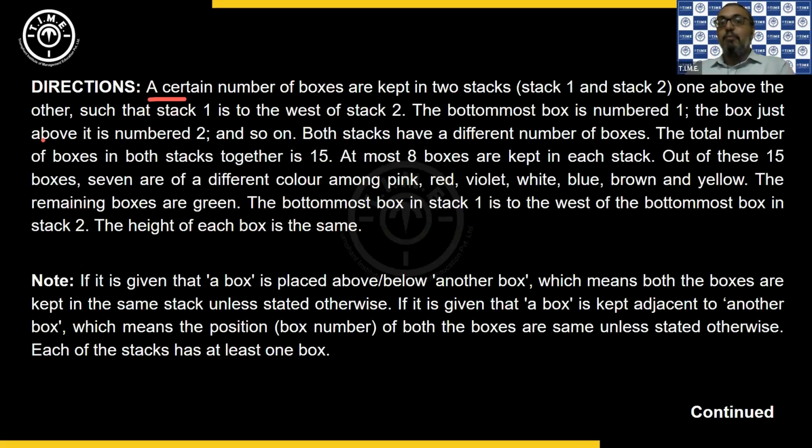He says a certain number of boxes are kept in 2 stacks, stack 1 and stack 2, one above the other, such that stack 1 is west of stack 2. West is our left side. The bottommost box is numbered 1, the box just above it is numbered 2, and so on. Both stacks have a different number of boxes. The total number of boxes in both the stacks together is 15. At most, 8 boxes are kept in each stack.